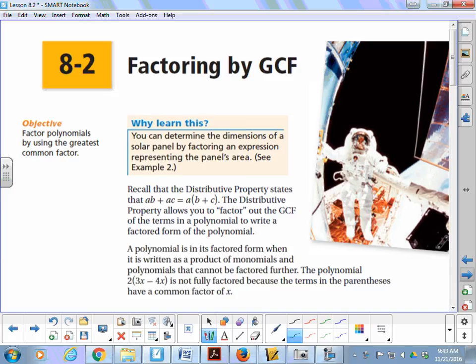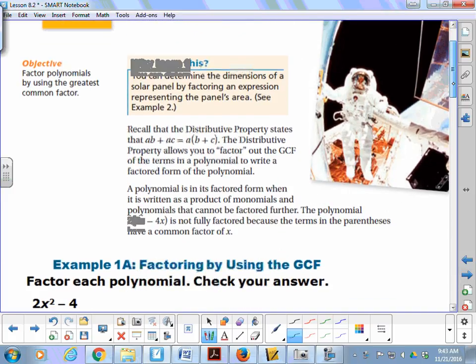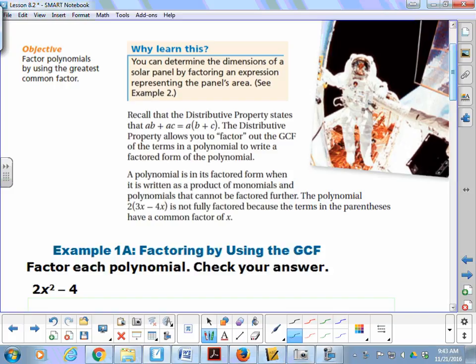Okay. So if you remember, we did the distributive property, which says that if I multiply A times the quantity B plus C, I get AB plus AC. So what we're going to be doing today is we're going to go backwards. Where we use the distributive property, we're going to undistribute. All right, when we talk about factoring, the first thing we always look for is the greatest common factor, because if we can take that out, it makes things a lot easier.